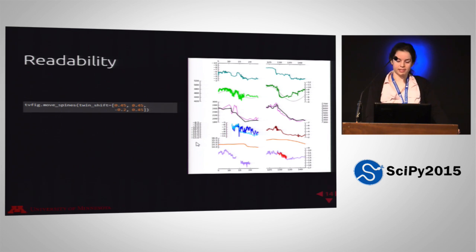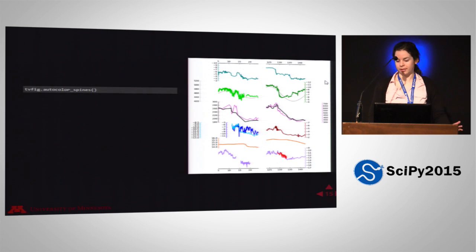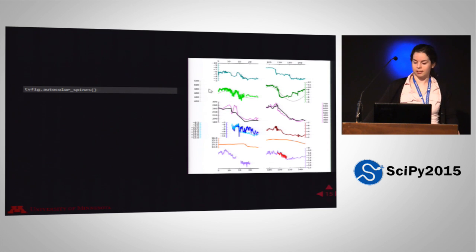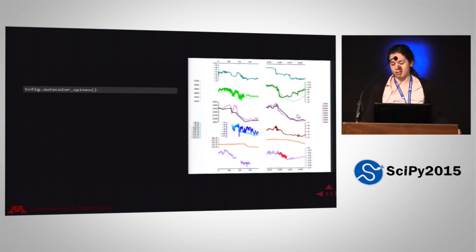Okay, and so this is a good first step, but for some curves that have twins, we can't tell which axis goes with which curve, and that's where this next feature comes in, AutoColor spines. So it's a little difficult to see at this point because the spines are still kind of thin, but what this does is that it goes in and looks at the first item plotted on each axis, takes that color, and applies it to both ticks and spines, or ticks or spines, depending on what your needs are.